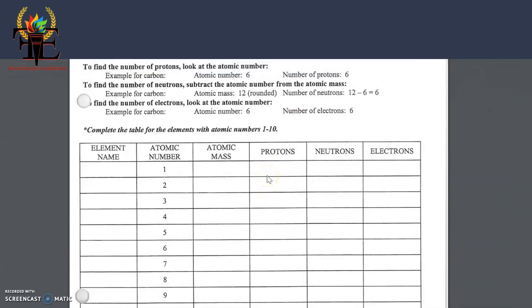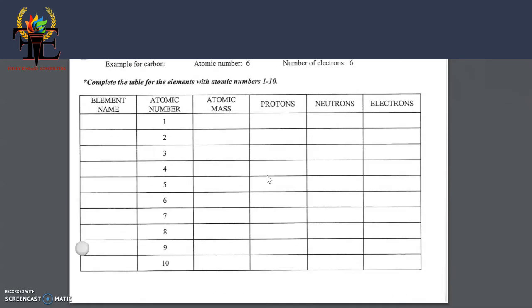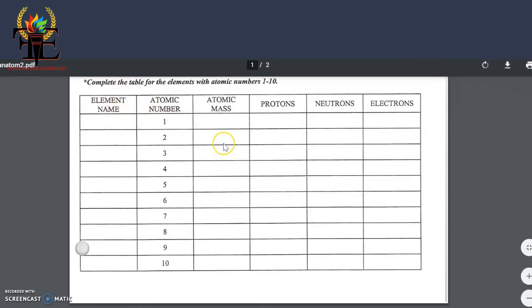Now this is guided instruction. They will be completing this handout with me. Okay, we will do this together, but the students will be given the information. So they're given the atomic number. They will give me the element name, the atomic mass, the protons, the neutrons, and electrons. We will go through this together.